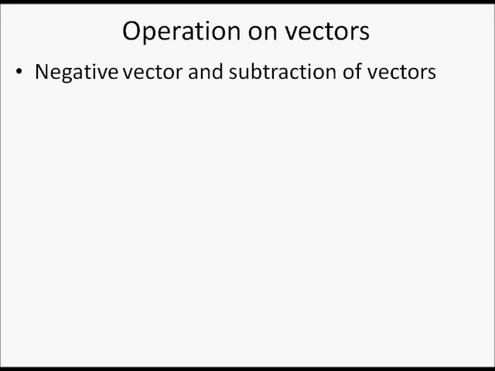Okay, now how do you subtract two vectors? For subtraction, you need to know something known as a negative vector. If I have a vector a, okay, negative a would be a vector which is like this.